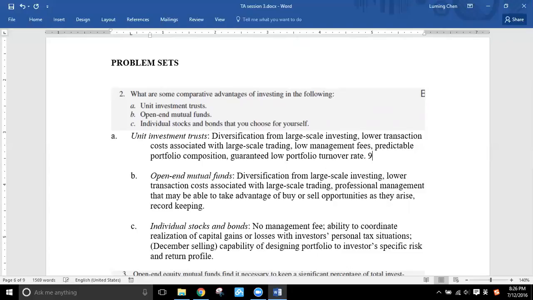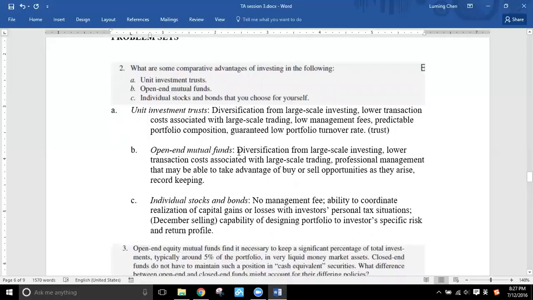This is a trust. B, open-end mutual funds. The comparative advantage of open-end mutual funds is diversification from large-scale investing, which is the same as a unit investment trust, lower transaction costs associated with large-scale trading, professional management that may be able to take advantage of buy or sell opportunities as they arise, and they do a good job in record keeping.